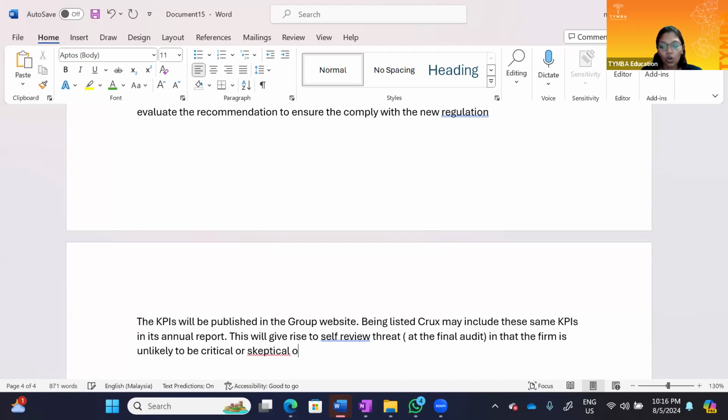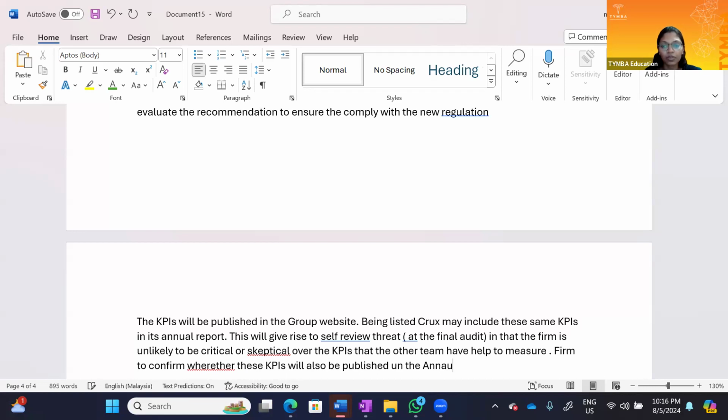over the KPIs that the other team have helped to measure. Other team means other team in the firm. So firm to confirm whether these KPIs will also be published in the annual report. So to ask, yeah.